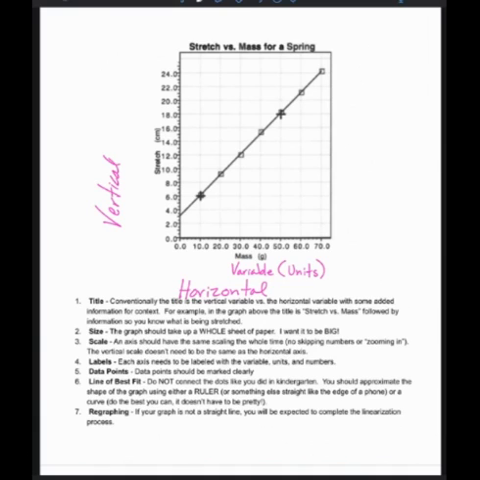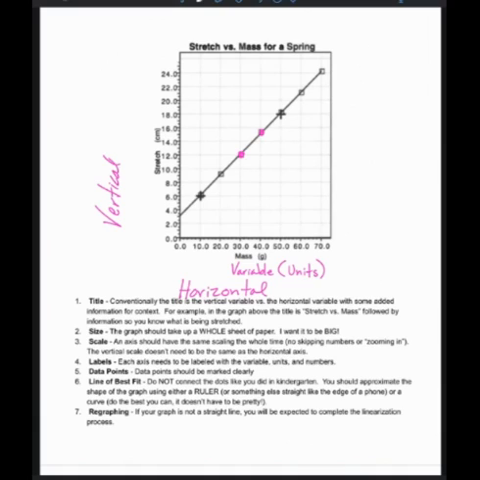And then in terms of data points, your data points should be marked clearly. That means like a big box like this. You don't need to tell me exactly what the coordinates are. You just need to put a big fat dot so I can see them.